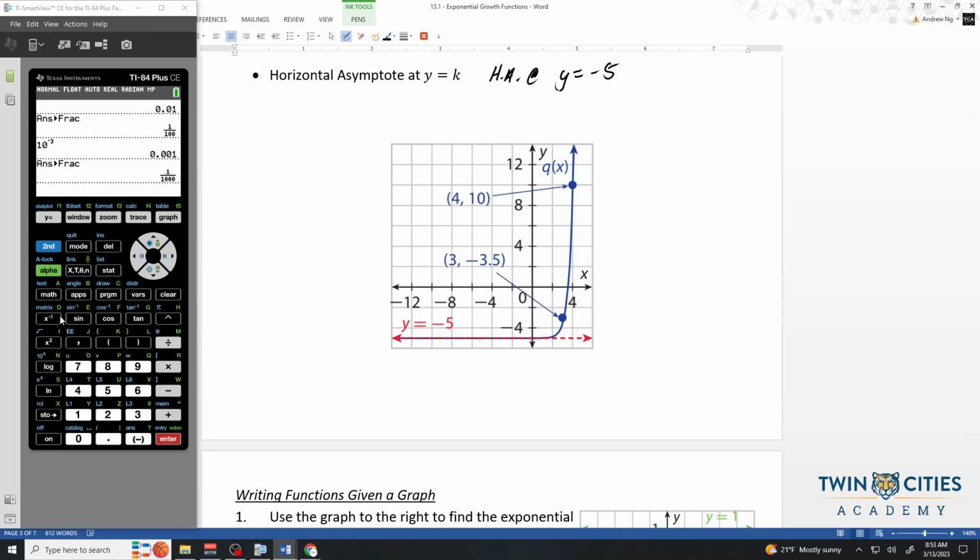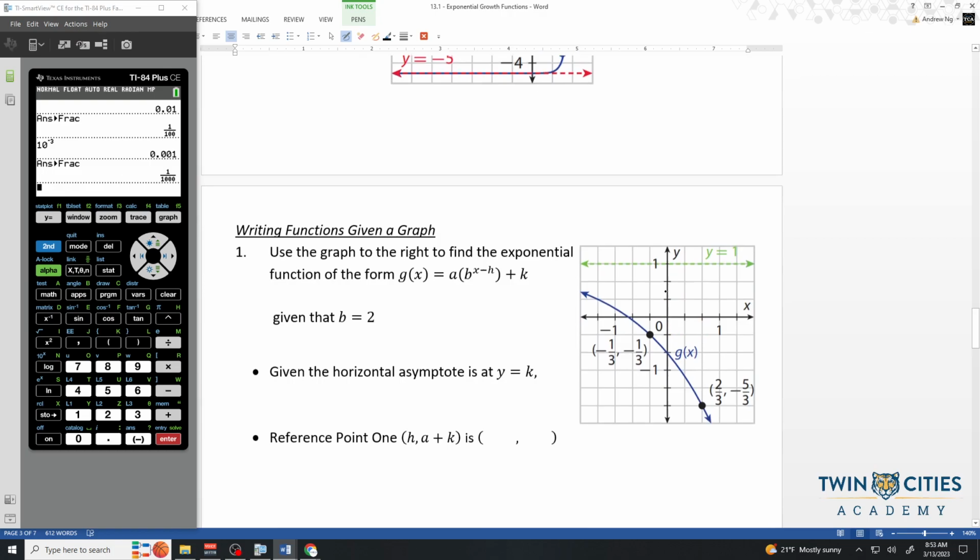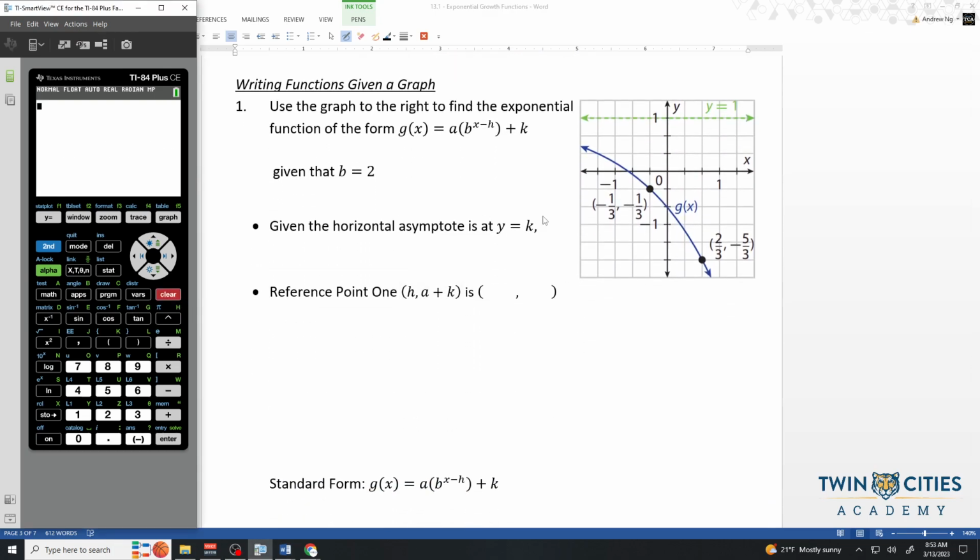The next thing is we're going to just do the reverse. So given the graph here, let's find what this function in standard form actually is. It says use the graph to the right to find the exponential function of the form g of x equals a times b to the x minus h plus k, given that b equals 2. So that's an important thing. We need to have a, b, h, and k. And here, b is already given to us as 2. So I just need to find what a is, what h is, and what k is.